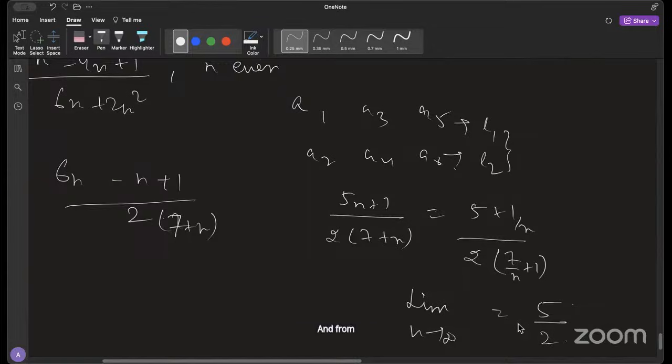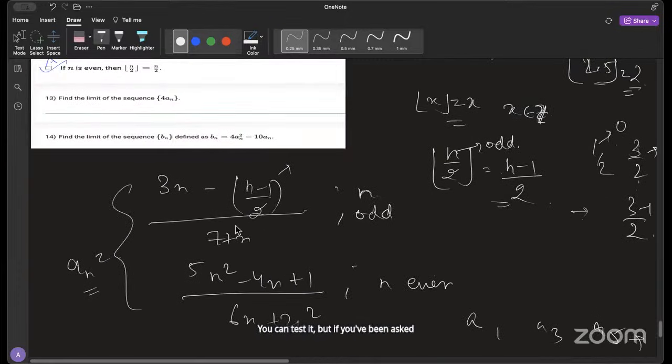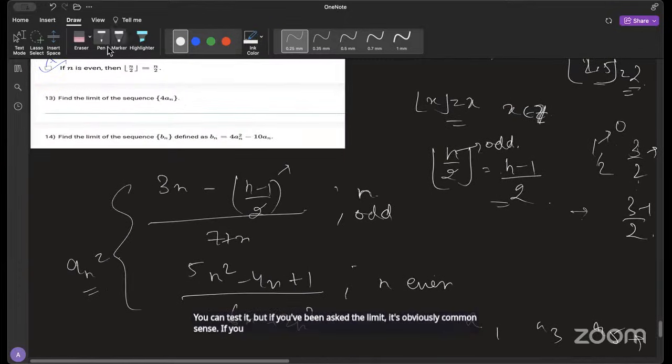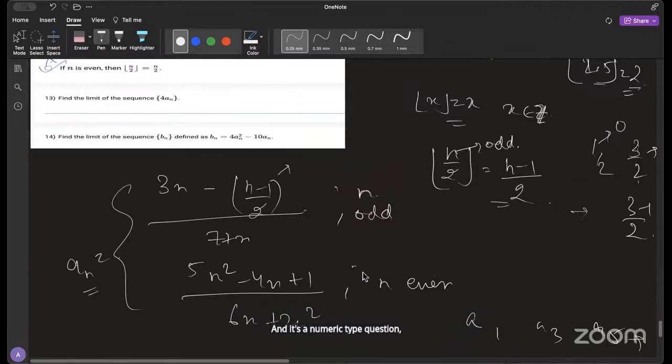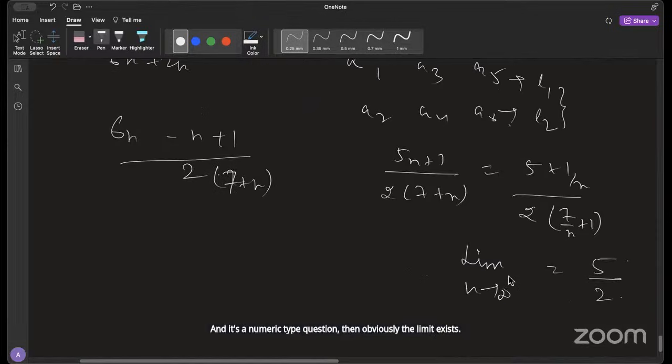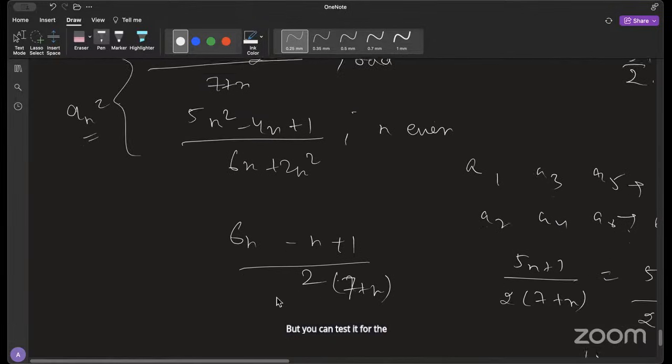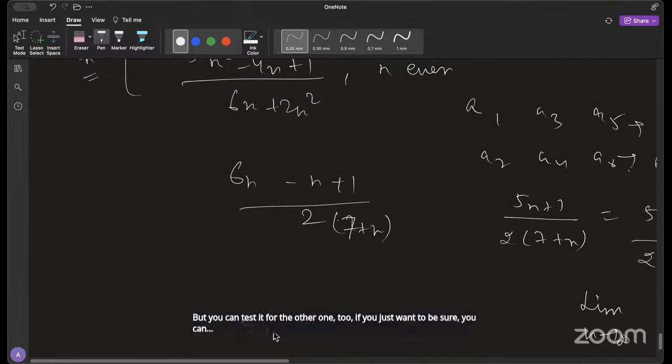And from the even, you can test it, but if you've been asked the limit, it's obviously common sense. If you've been asked to find the limit of a sequence and it's a numeric type question, then obviously the limit exists. But you can test it for the other one too, if you just want to be sure.